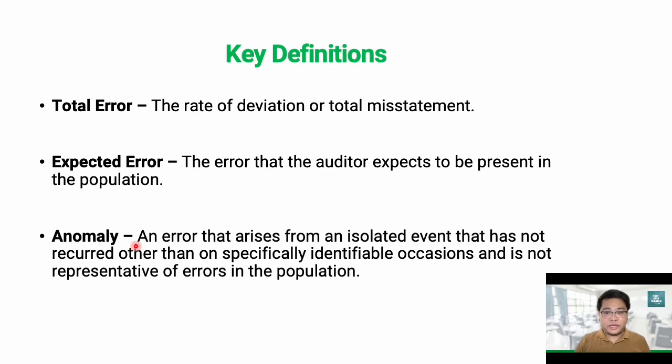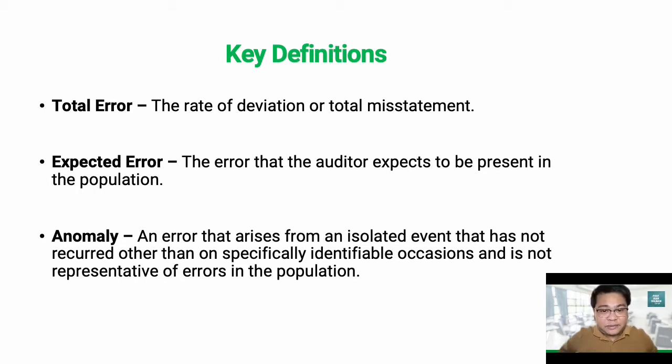Next, we have an anomaly. Anomaly is an error that arises from an isolated event that does not recur other than on specifically identifiable occasion that is not representative errors in the population. So the relevance of anomaly is that when you are projecting the errors to the population, you have to exclude the effect of the anomaly. So because they are considered as a non-recurring or isolated transaction only.